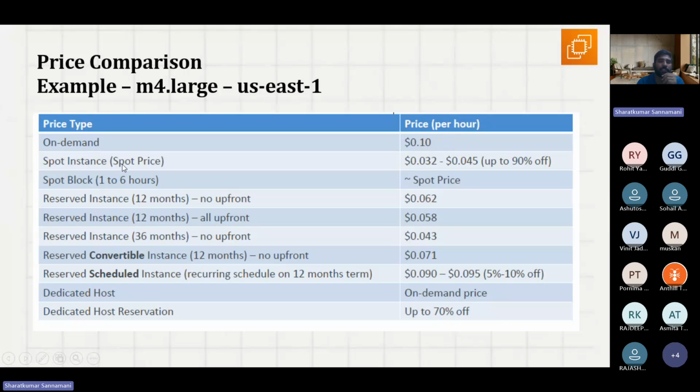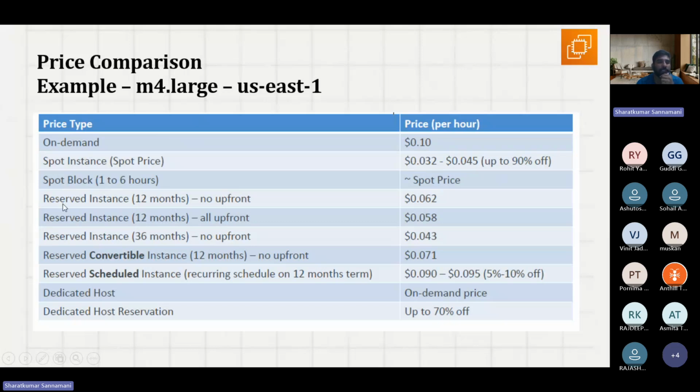Spot instance we just discussed, right? So if this particular machine is not being used by anyone for a long period of time, what they will do, AWS comes up with a spot instance pricing model, where they will offer you a 90% discount compared to on demand, which means $0.0032 to $0.0045. So this particular price range AWS will offer, and anyone can come and use it. Okay, spot instance. Again, they have different versions in spot instance, spot block also. We will see in a later stage.